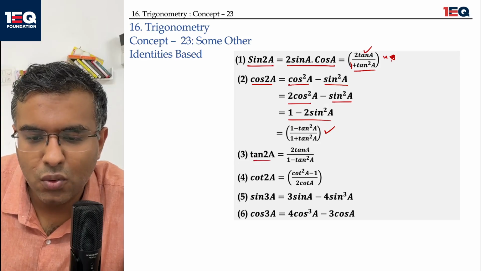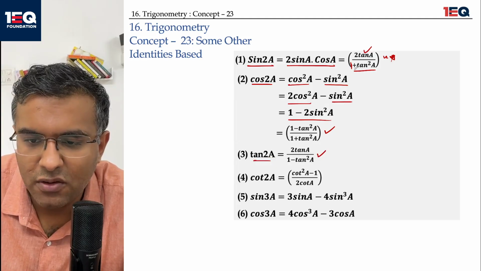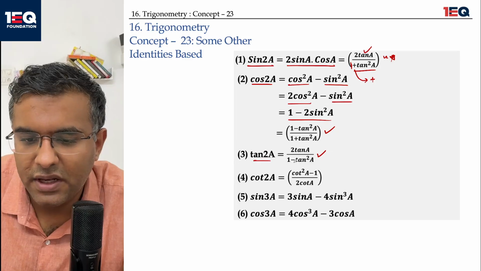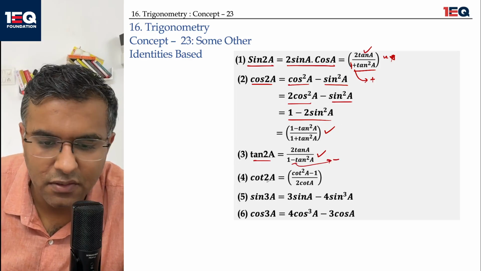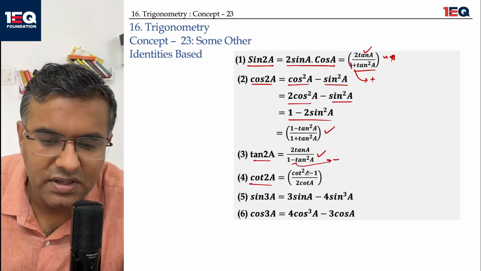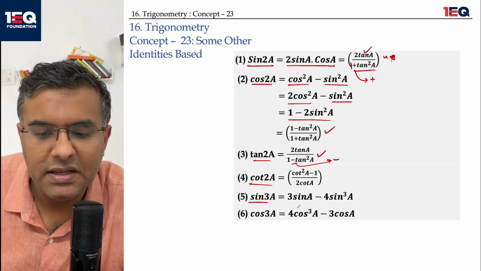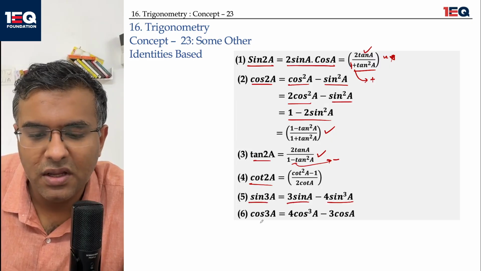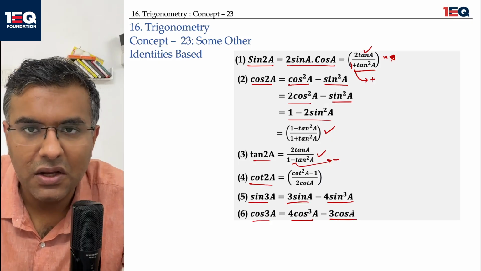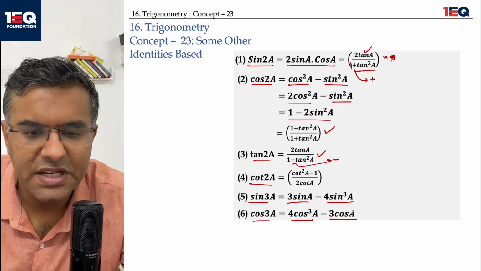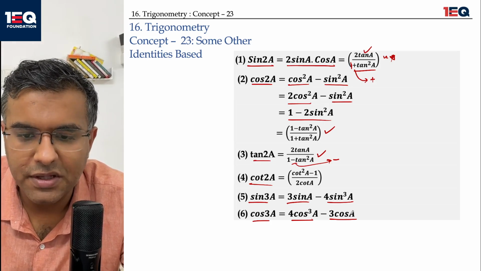What about tan 2a? Tan 2a stands for 2 tan a whole upon 1 minus tan square a. Remember this, there is a plus sign over here in the denominator of sine 2a, and a minus sign over here. Talking about cot 2a, it is cot square a minus 1 whole upon 2 cot a. And then sin 3a is equal to 3 sin a minus 4 sin cube a, and cos 3a is equal to 4 cos cube a minus 3 cos a. These are the identities which we'll be using in the upcoming formulas.